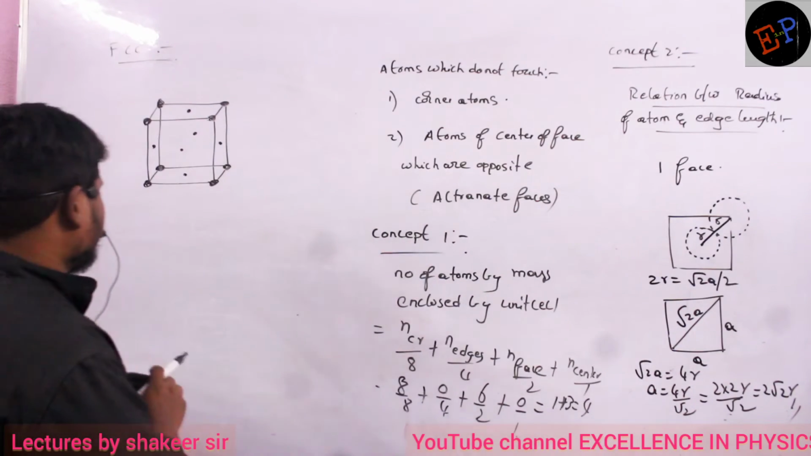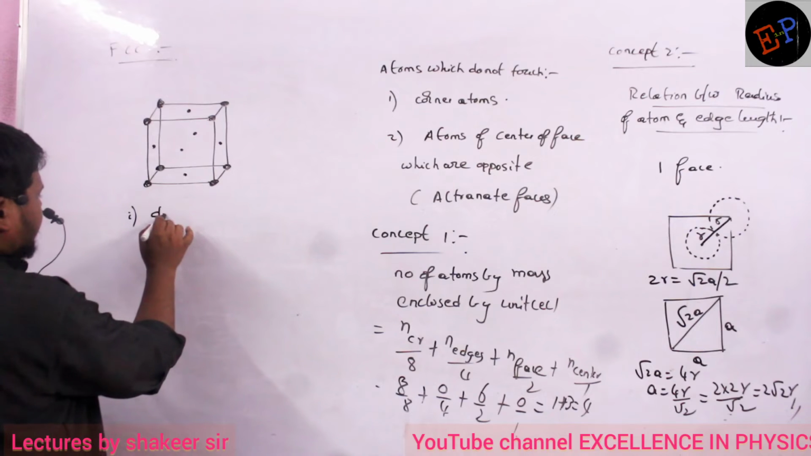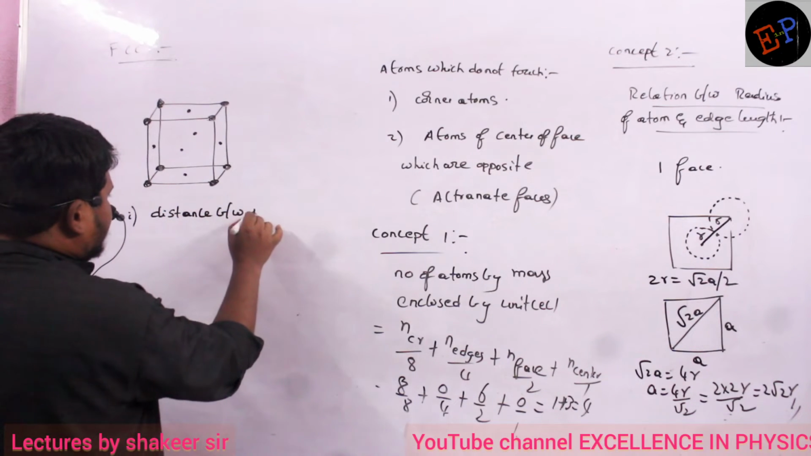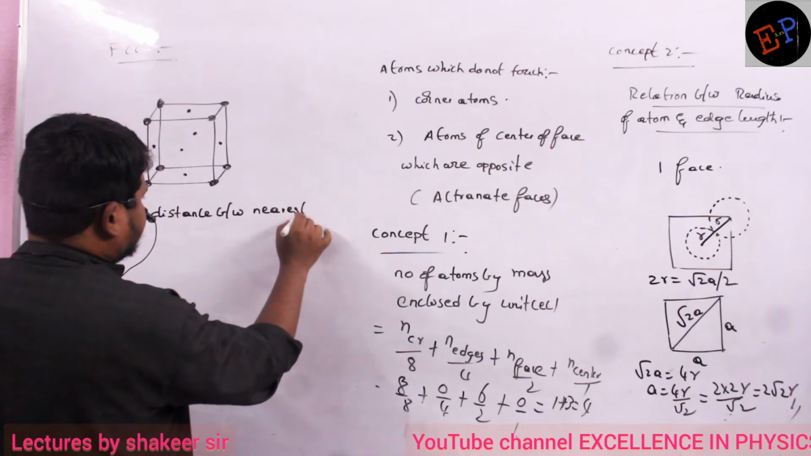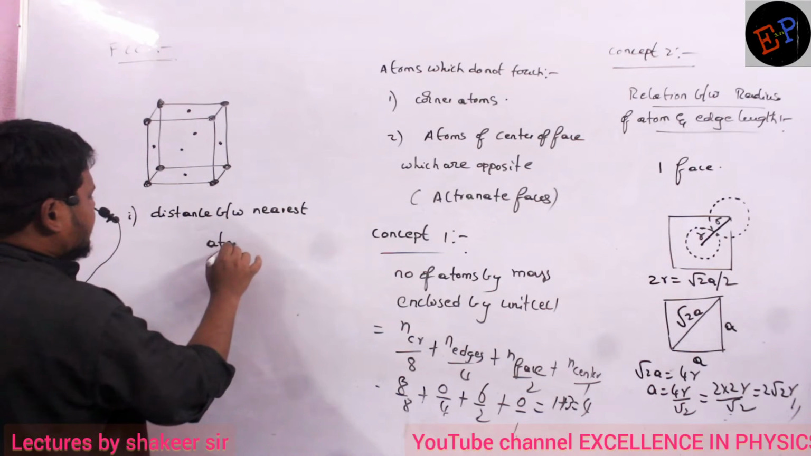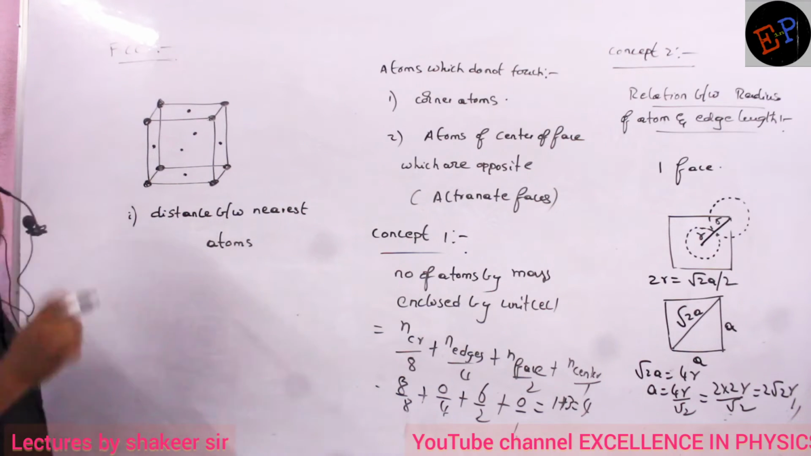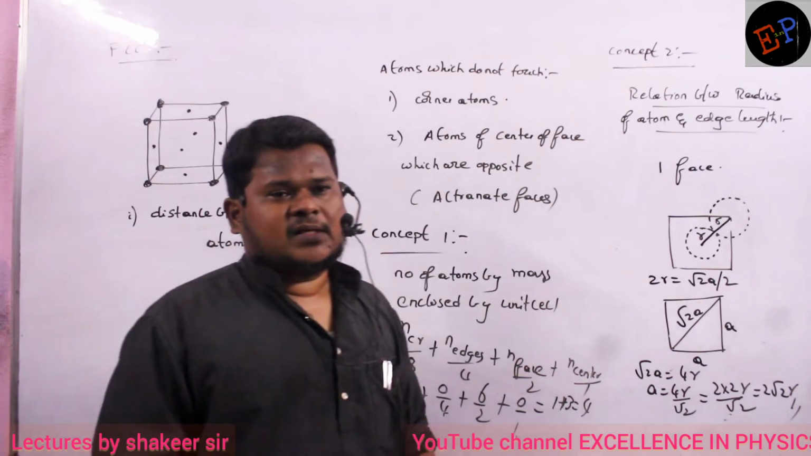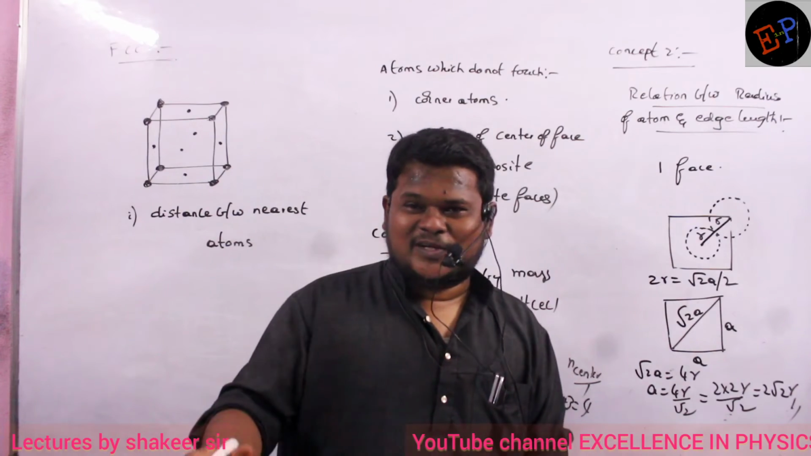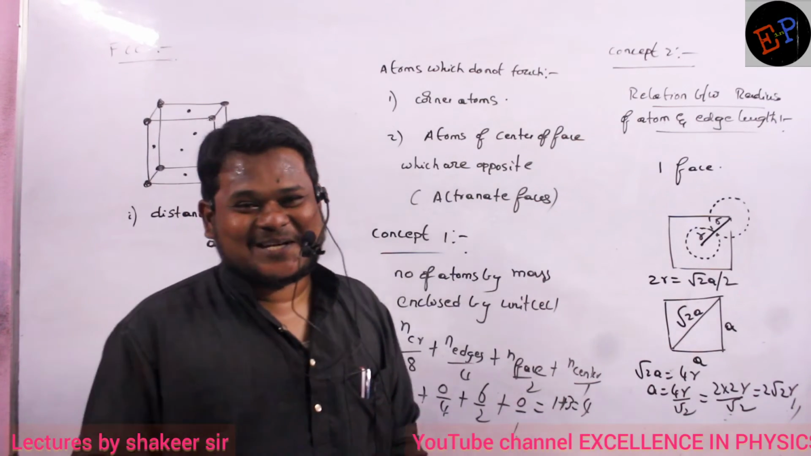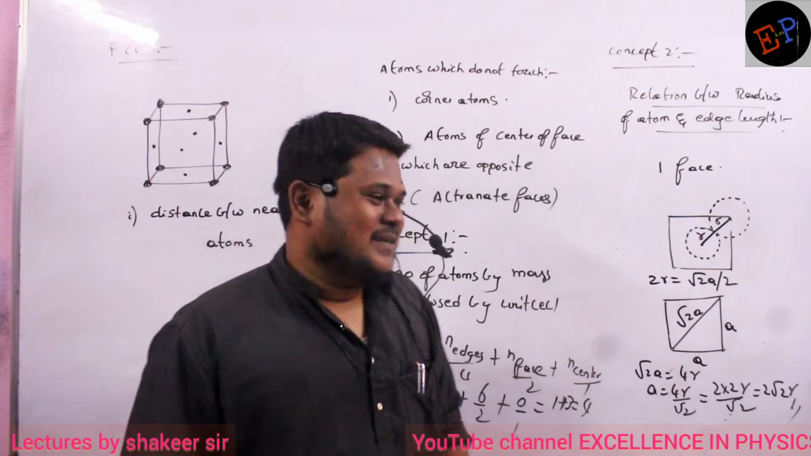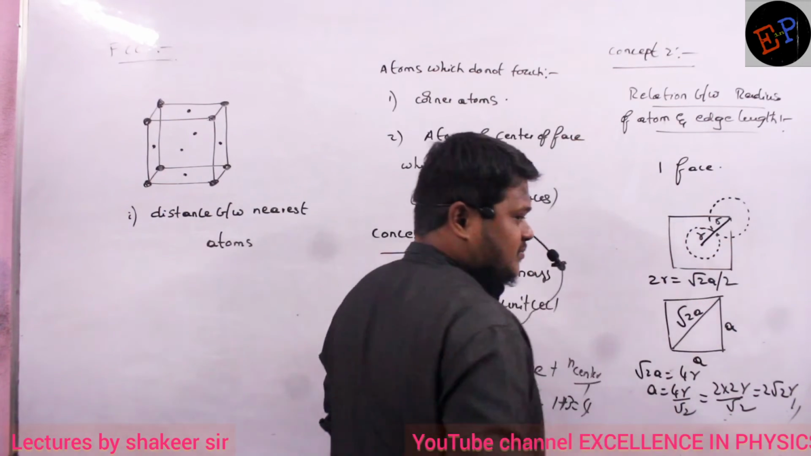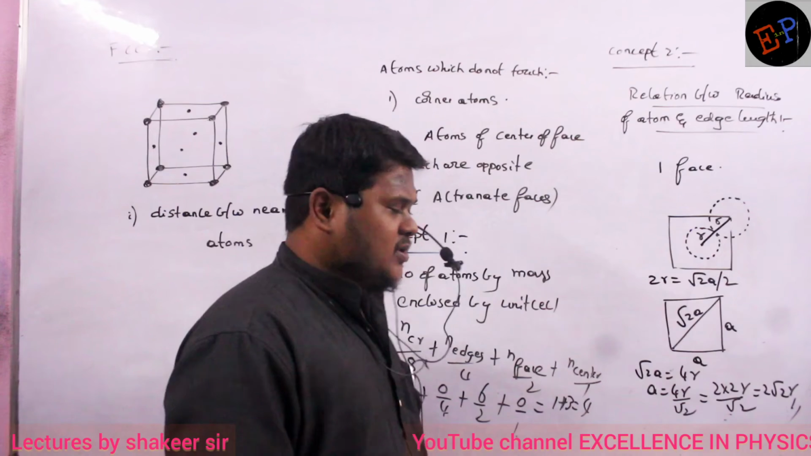Now can you say what is the distance between nearest atoms? Distance between nearest atoms is how much? In terms of edge length. Distance between two atoms is definitely 2r only because any two atoms are always touching, no? This is the distance 2r, and 2r is equal to how much? That's it. Are you able to understand?